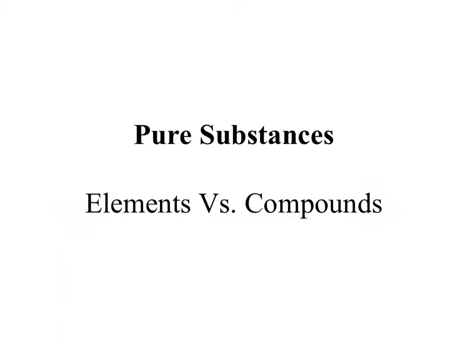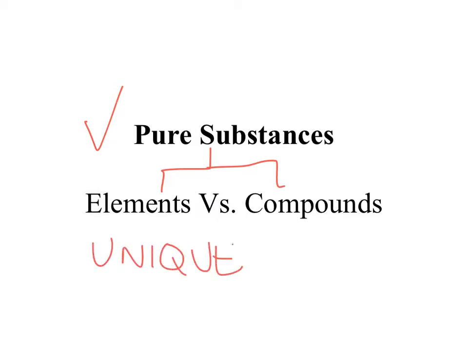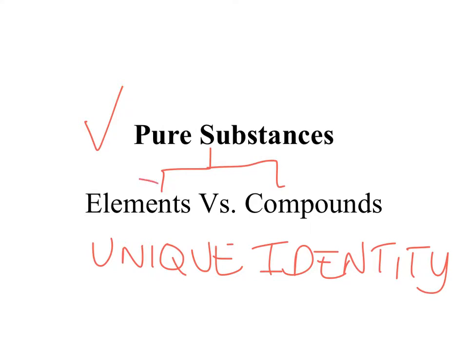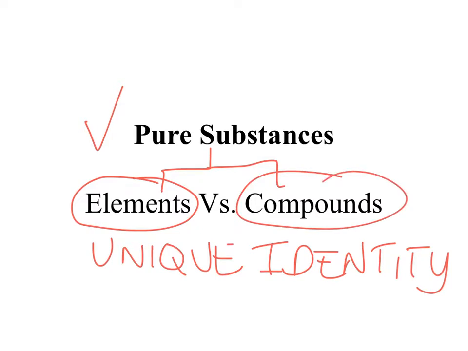Now, matter can be broken up into two things. It's either a pure substance or a mixture. If you are a pure substance, you are either an element or a compound. The important thing about pure substances is that they have their own unique identity. So anything that is a pure substance has its own unique properties and identity. If you get into mixtures, which we will in a little bit, you will see that mixtures don't have a specific unique identity. We'll get into that as we go. But let's talk about the two branches of pure substances, elements and compounds.